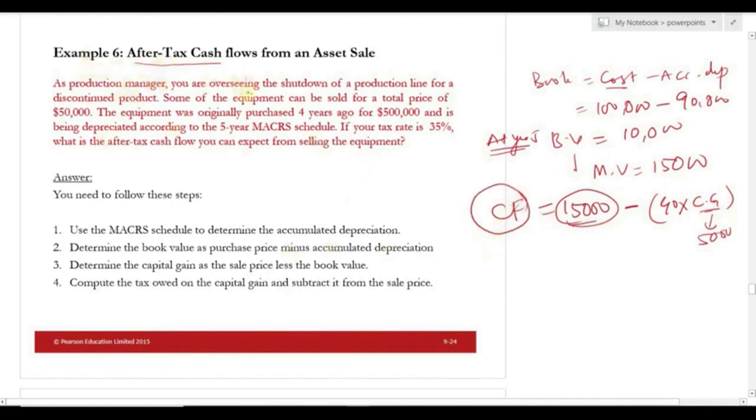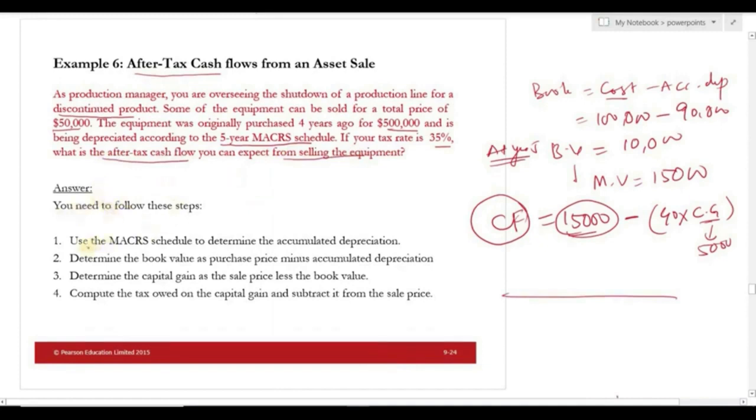As production manager, you are overseeing the shutdown of a production line for a discontinued product, and some of the equipment can be sold for a total price of 50,000. The equipment was originally purchased 4 years ago for 500,000 and is being depreciated according to a 5 year MACRS schedule. If your tax rate is 35%, what is the after tax cash flow you can expect from selling the equipment?